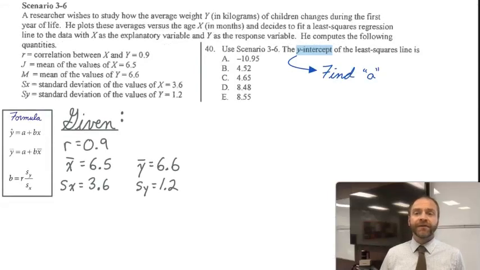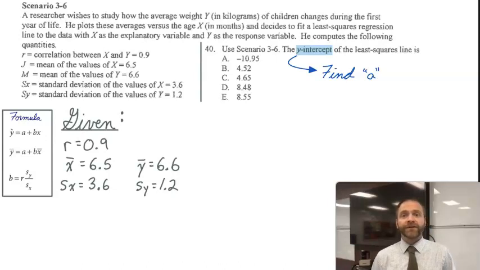As you can see over on the left-hand side, we have our predicted equation, but we also have another formula. We have y bar equals a plus b times x bar. Do you notice how x bar, y bar are in that equation? And I was given x bar, y bar. We also have the equation where b, our slope, is found by taking r times the standard deviation of y over the standard deviation of x.